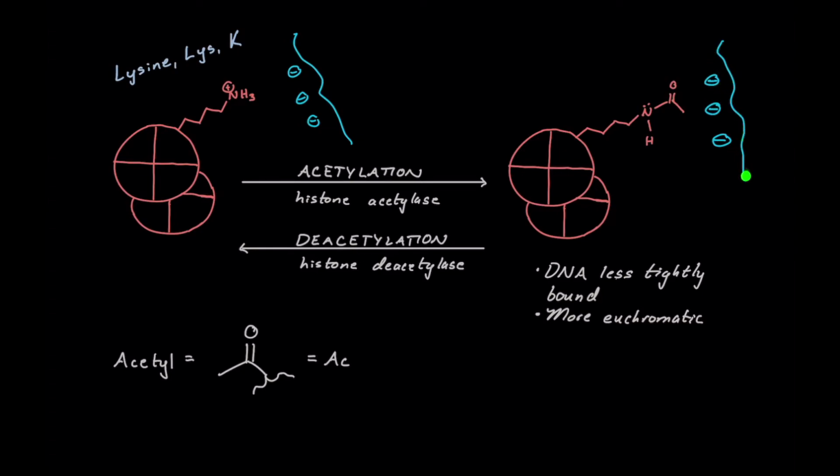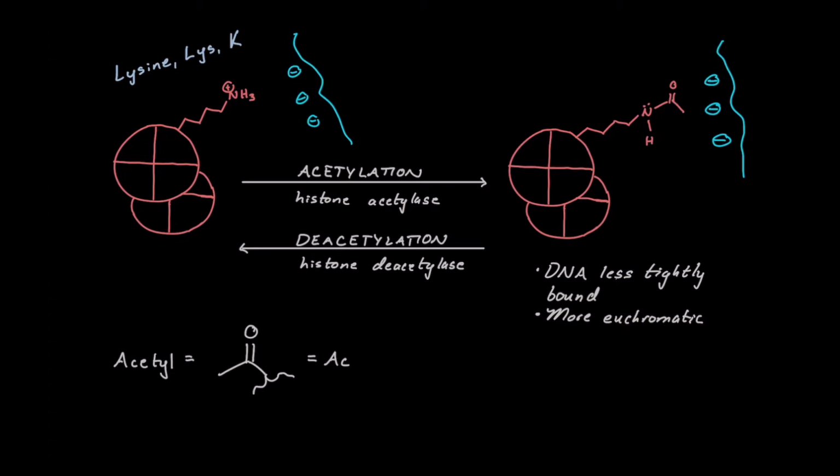Therefore, the DNA is going to be more free. It's going to be less tightly bound, therefore what we call more euchromatic, or more open to transcription factors and RNA polymerase. Therefore, we can express more of the genes in that DNA. Versus when that Coulombic interaction is here, that is going to be more heterochromatic and less open to transcription.